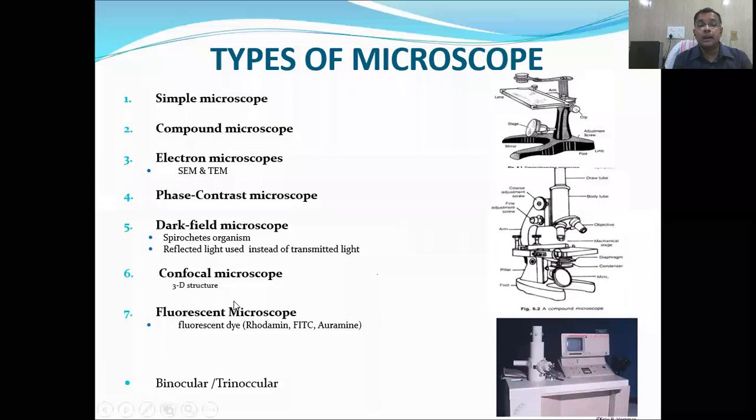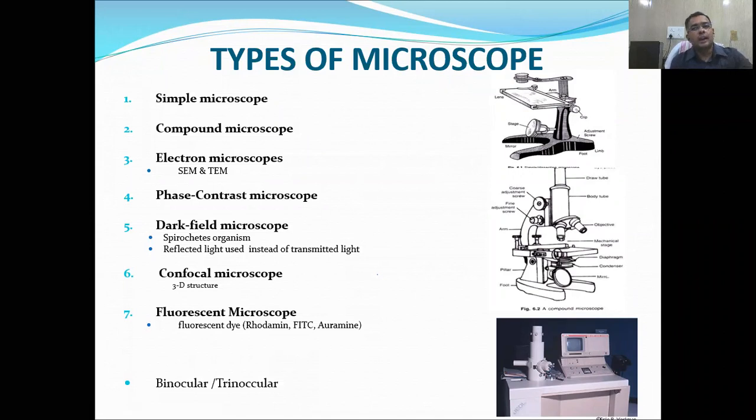The seventh and last one is the fluorescent microscope. This is similar to your normal microscope. The difference is that instead of normal light, it uses fluorescent light, which is of a specific wavelength. Once it falls on an object stained with a fluorescent dye like rhodamine or FITC, the dye will emit light of a higher wavelength.